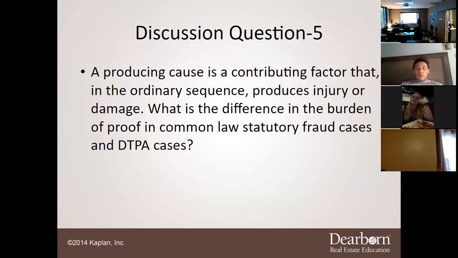Okay, two more. A producing cause is a contributing factor that, in the ordinary sequence, produces injury or damage. What is the difference in the burden of proof in common law statutory fraud cases and DTPA cases? That's another big one. I think that goes into the same thing, whereas in fraud, you could possibly go to jail. With DTPA, it would just be a civil matter. It's basically the same question, just worded differently.